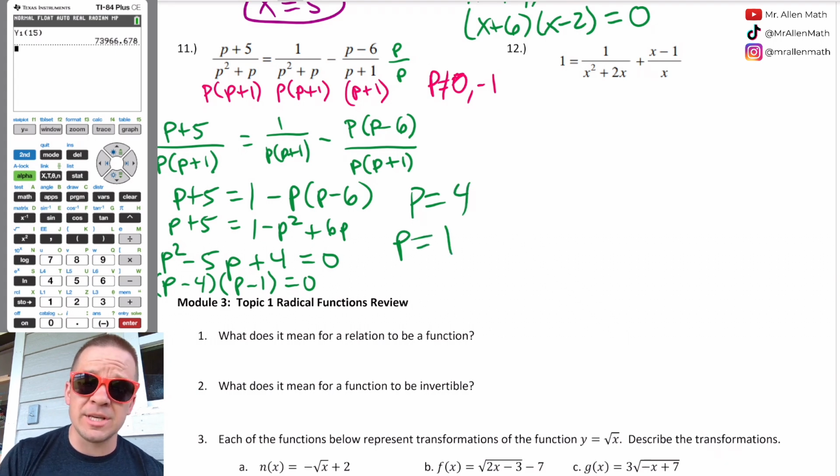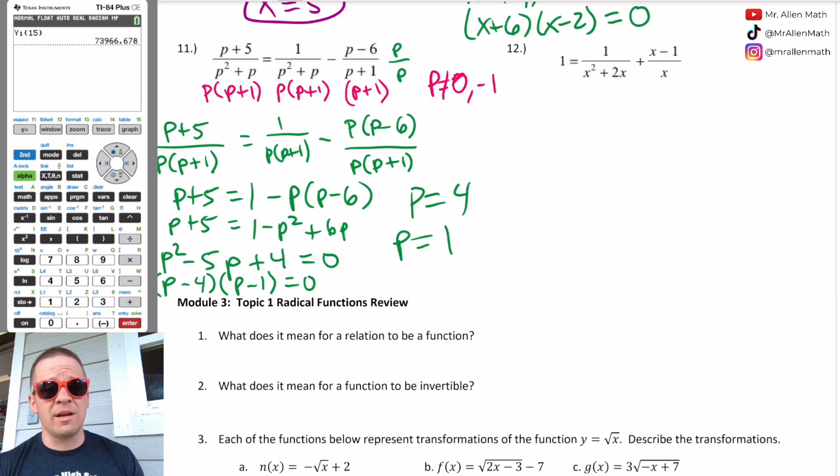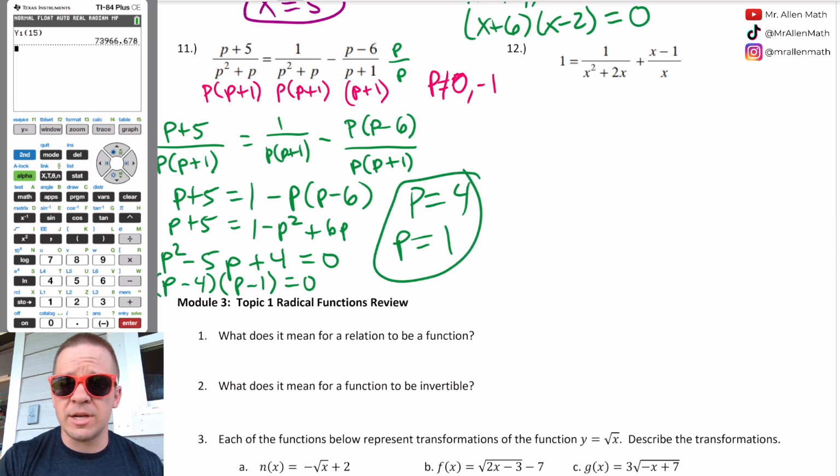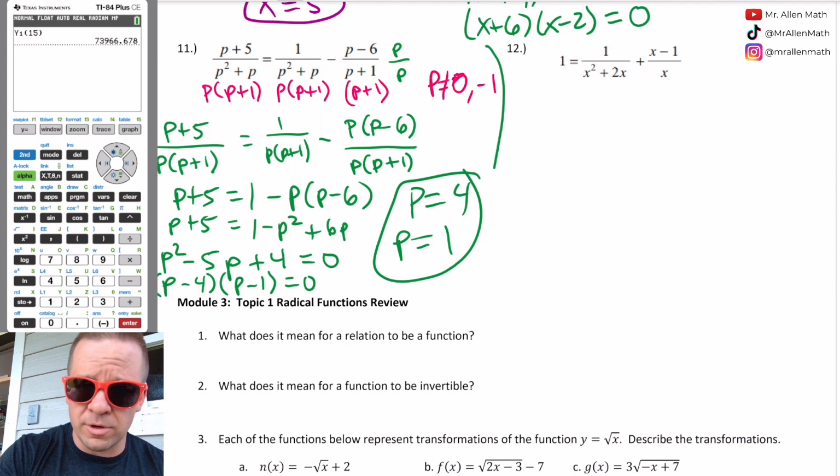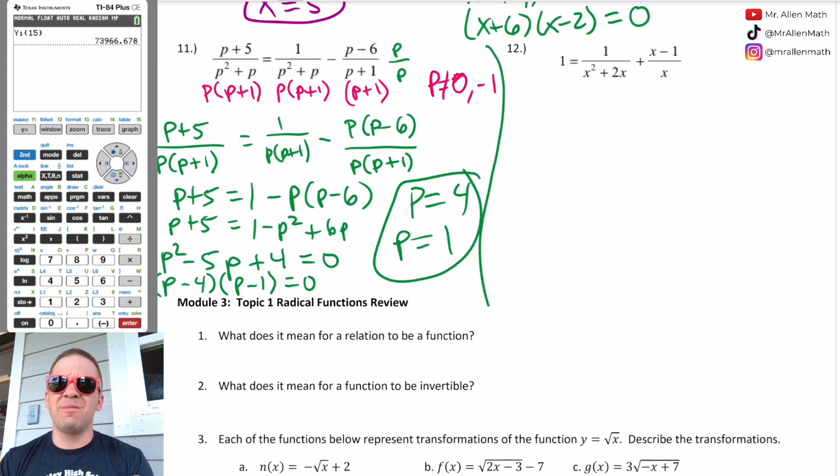Now, are either of those in my domain restrictions? No, 0 and negative 1 were my domain restrictions, so no extraneous solutions here, which is super duper dope, right? Though I'm kind of waiting for one of those extraneous solutions. It feels so crazy, you know? It's not really that crazy.